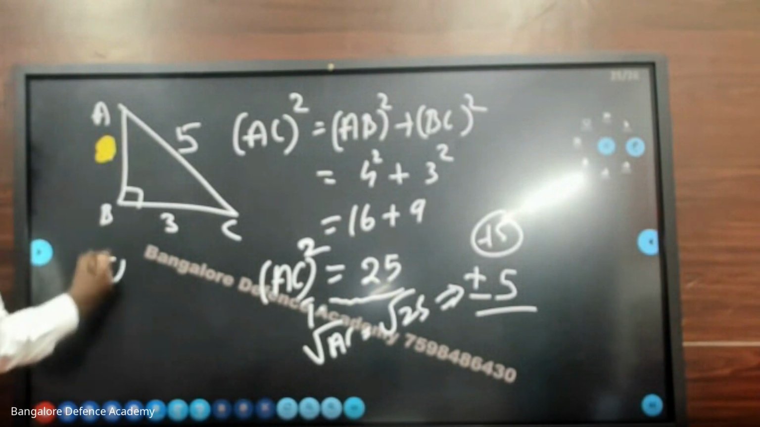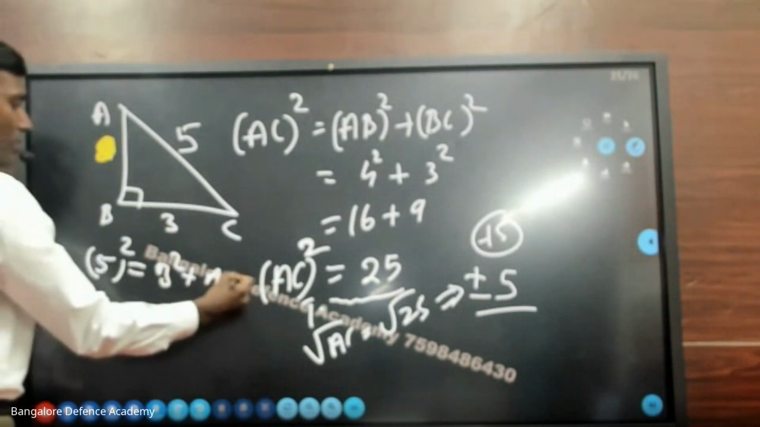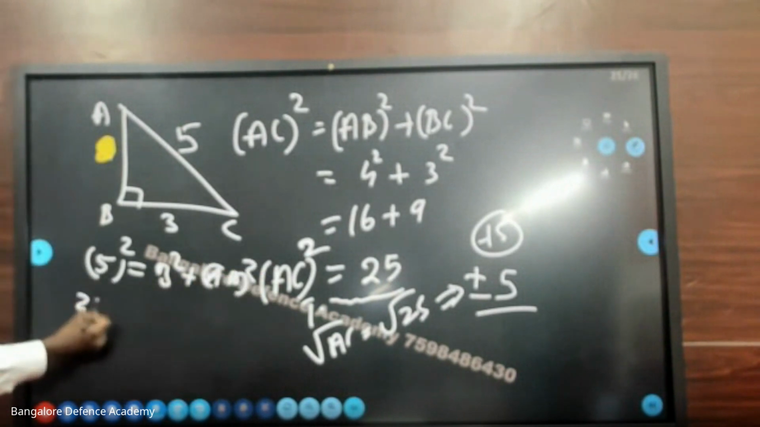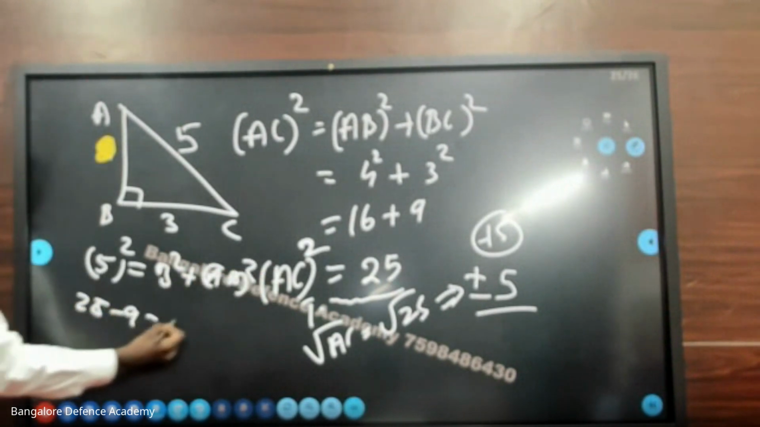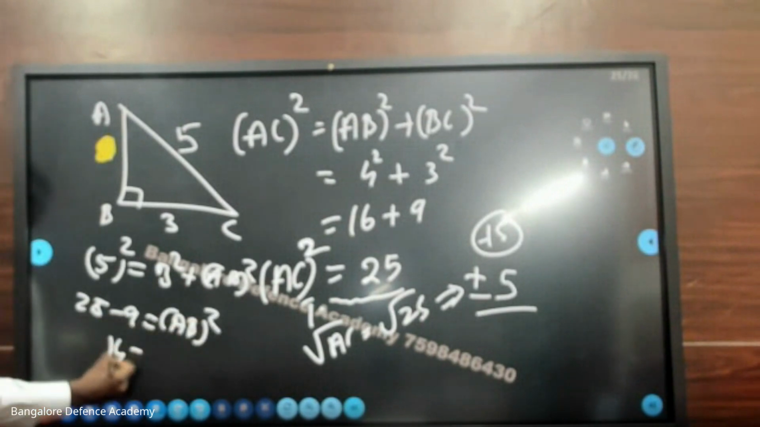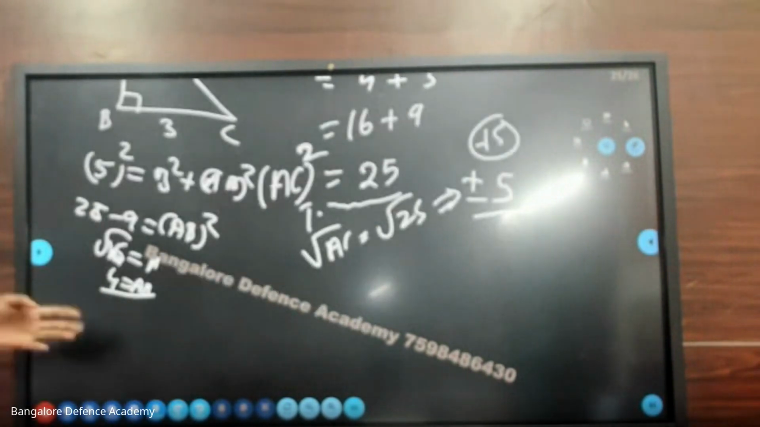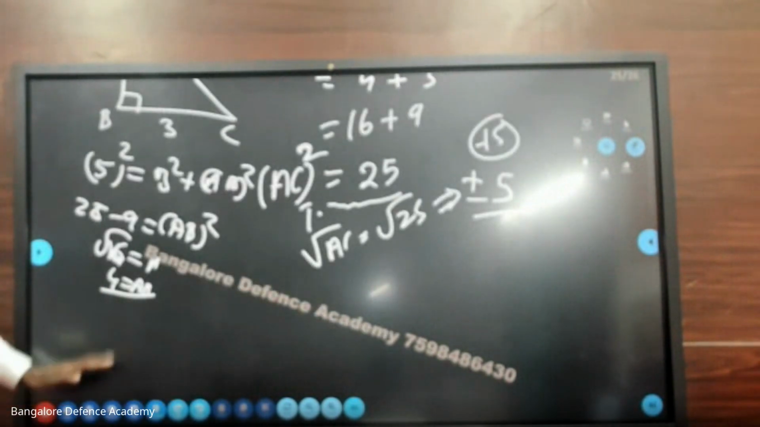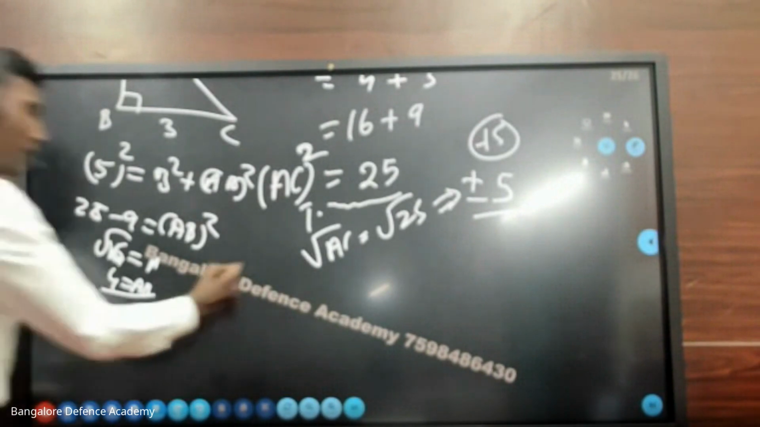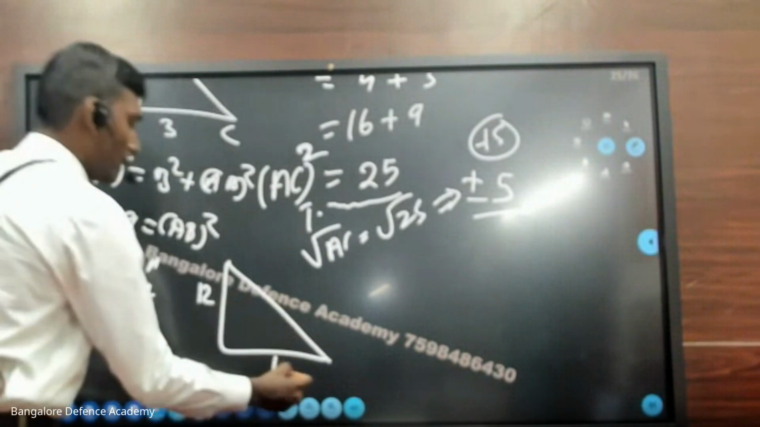Okay, so देखो अभी ये नहीं दिया. Hypotenuse क्या है? 5 square. ये BC side कितना है? 3 square. मुझे AB square नहीं मालूम. So 25. What is 3 square? 9. This is what? AB square. 25 minus 9, 16, AB square. Root of 16 is 4. So what is AB? You will get plus or minus 4, but you will take plus 4.